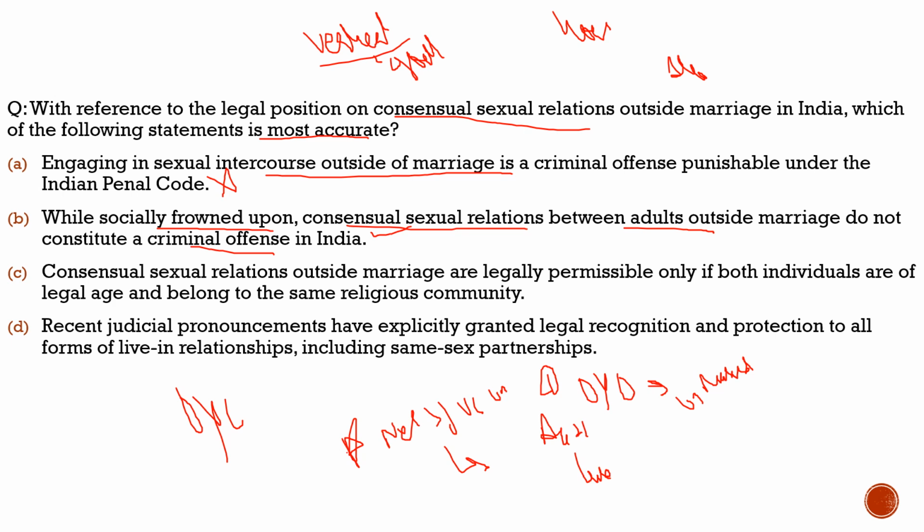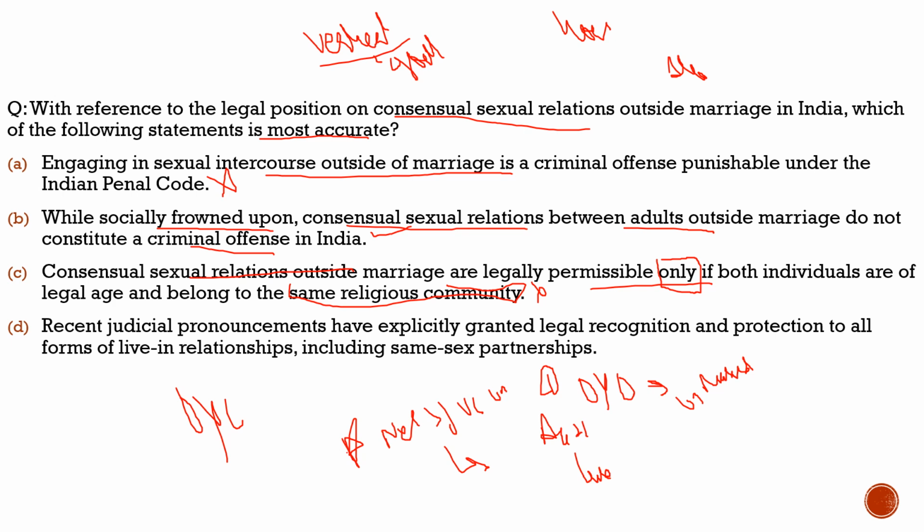Third statement: consensual sexual relations outside marriage are legally permissible only if both individuals are of legal age and belong to the same religious community. Totally incorrect. Even though the first part of the statement is correct, it is not so that they must belong to the same religious community. And one thing here, I want to mention a technique: whenever you find extreme statements with words like 'only', most of the time such statements are incorrect.